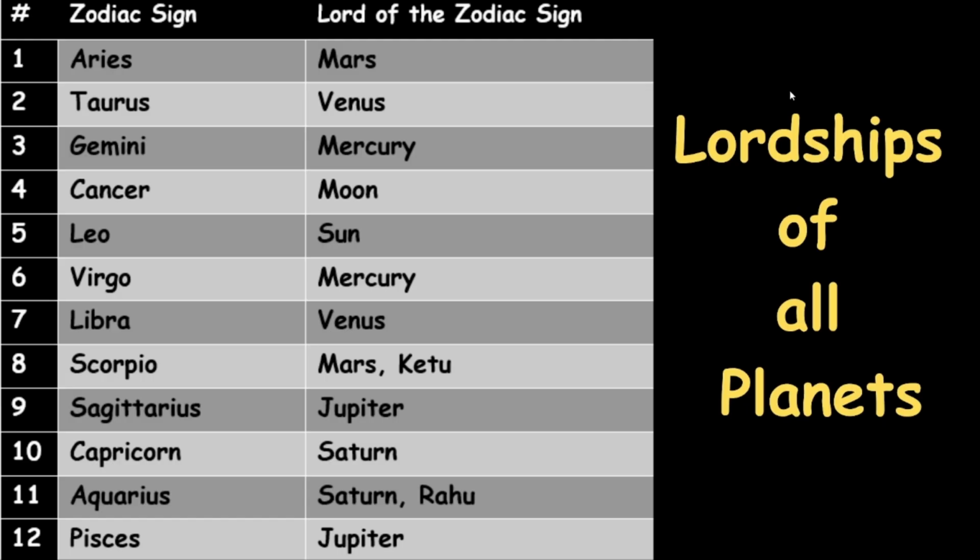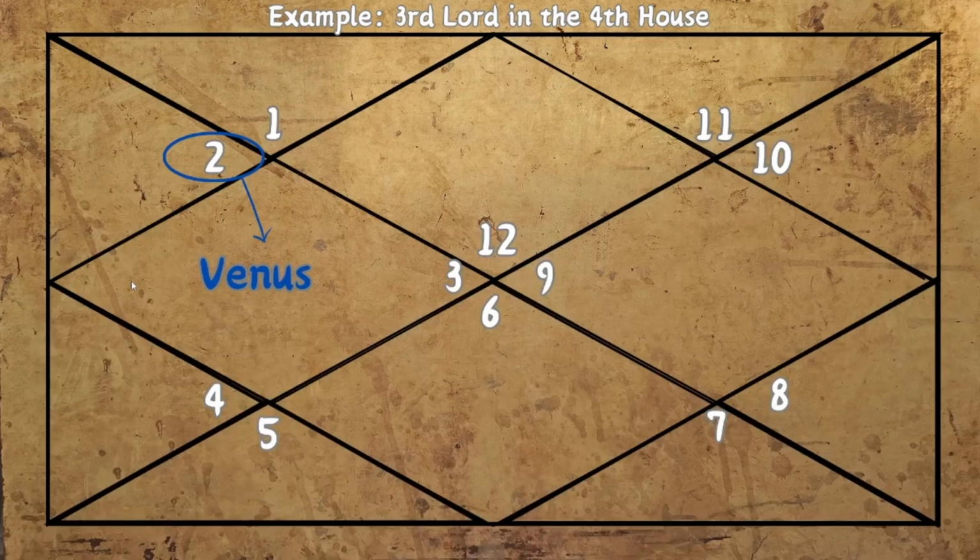Now look at this table to see which planet is the lord of which zodiac sign. If you see this table, Mars is the lord of two zodiac signs, Aries and Scorpio. Venus is the lord of two zodiac signs, Taurus and Libra. In this way, each planet has a department to handle, either one or two zodiac signs. Now let us try to understand that with an example.